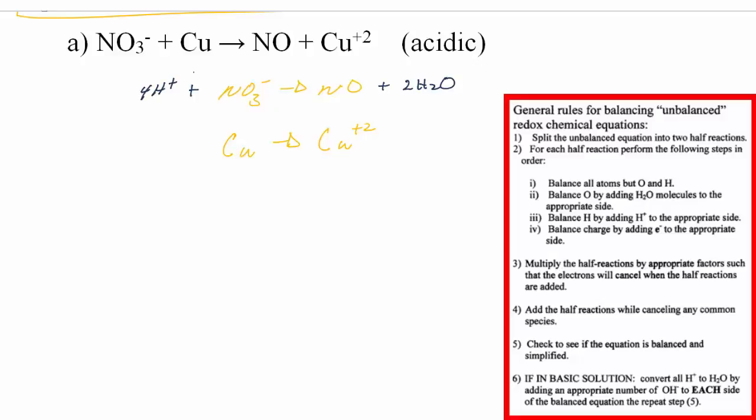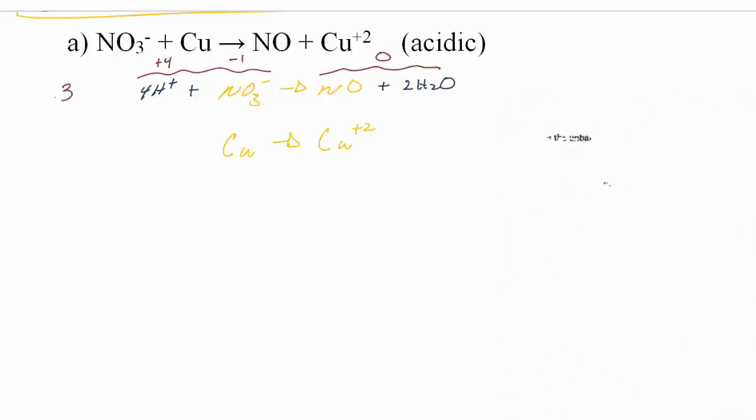Now balance the charge by adding electrons to the most positive side. This side, I have 4 times a positive 1. I have a positive 4 and a negative 1, so I have a positive 3. Over here, I have 0. So I have to add 3 electrons, so I will have 0 on both sides. Coppers are balanced, no O's or H's, so all I have to do is add 2 electrons. I'll have 0 on both sides.